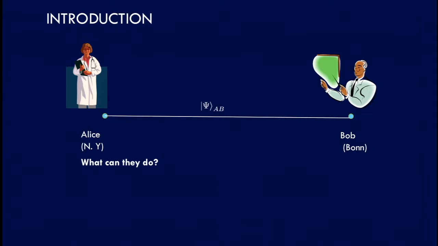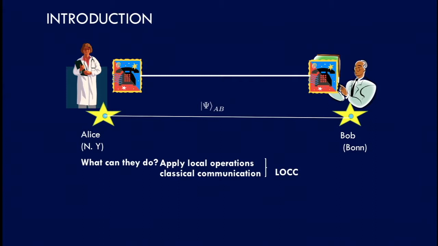Now, what can they do? Well, as they are spatially separated from each other, what they can do is apply local operations to their systems. And of course, they can talk to each other via the telephone. Okay, so this is what we call LOCC, local operation assisted by classical communication.